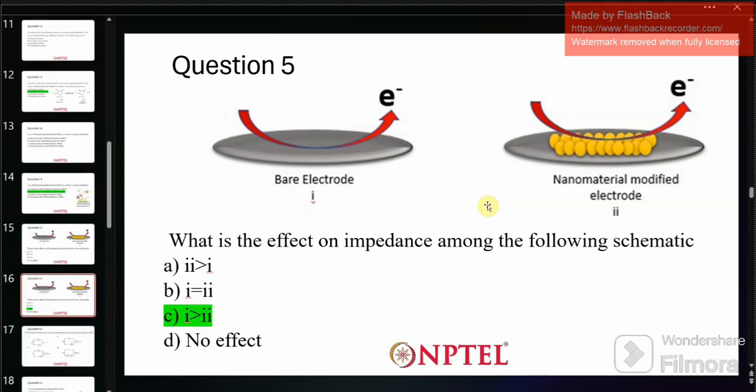So the answer is C. The nanomaterials basically will allow for faster electron transfer, so the impedance will be lower at the modified electrode, whereas at the bare electrode the electron transfer will take place at its normal pace, so the impedance is higher in the bare electrode.